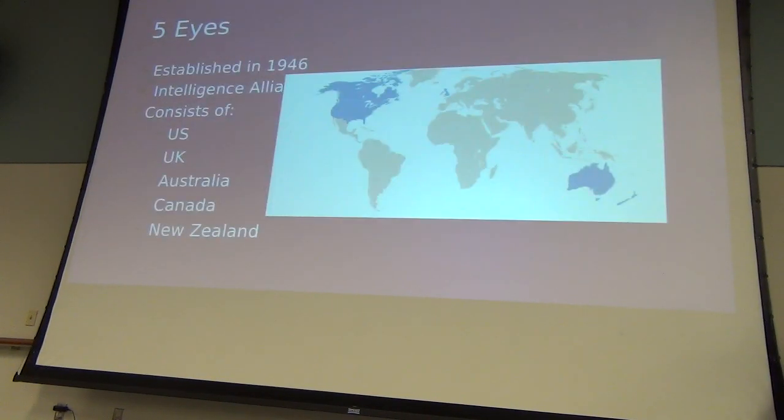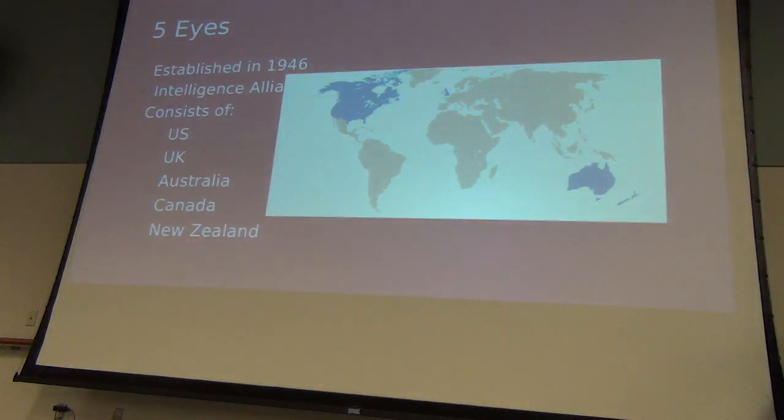So I'll start with the Five Eyes. It was established in 1946, and it looks like I messed up on the slide a little bit. But it's an intelligence alliance. They consist of five major countries: the US, the UK, Australia, Canada, and New Zealand. They freely share information between each other when it comes to data. So if you're in one of the Five Eyes, they can still get to your records. All they've got to do is get a court order. They can get all your VPN records. They can figure out all your logs. Your data is breached, or your anonymous activities are now not anonymous.